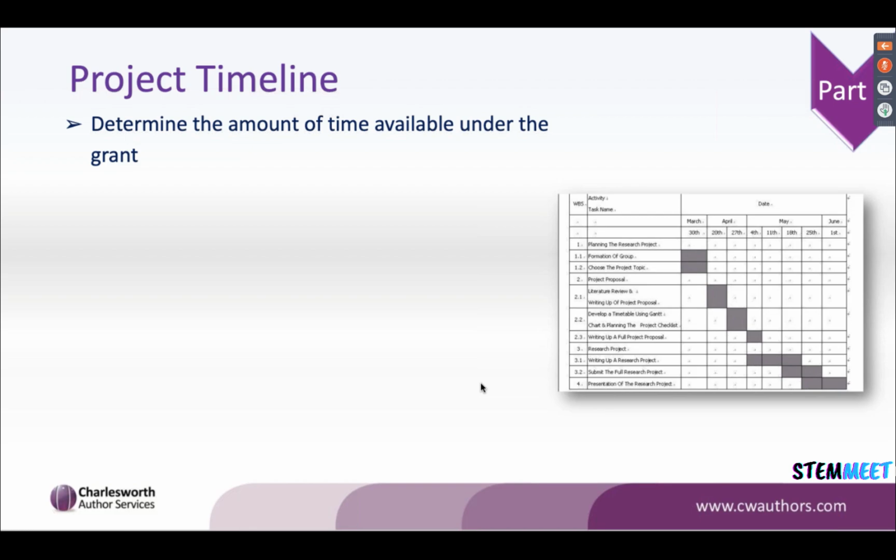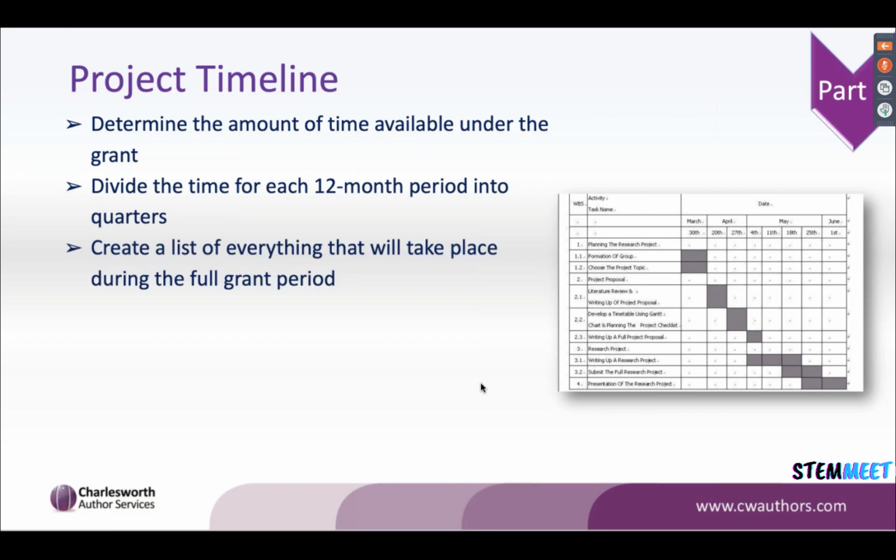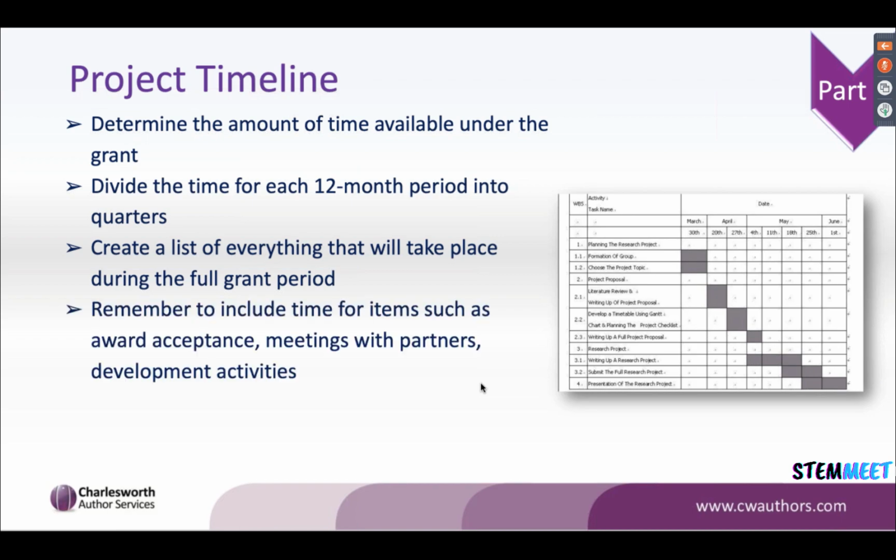So really, if you had a 3-year grant and it started in August of 2021, then you take the 2021 to 2022 time period and divide it up into quarters. And then you actually just list everything that will take place during that full grant period. So no matter what it is, you list out all the things that will take place. And remember to include time for items such as award acceptance.